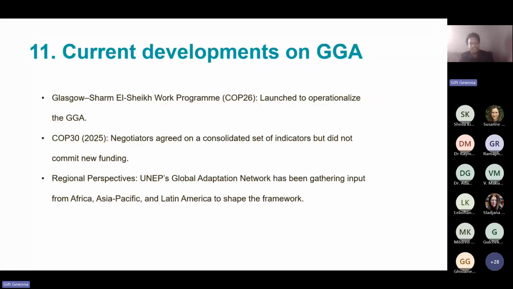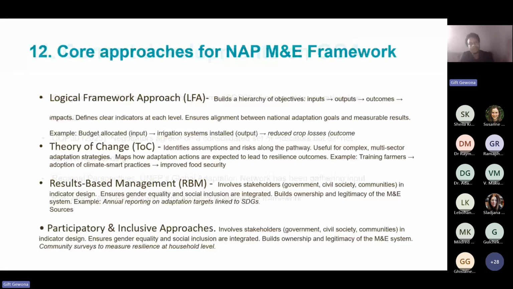I know the next speaker will be speaking about approaches for the NAP monitoring and evaluation framework, so I wouldn't dwell much on this because I saw it in the agenda, but maybe I'll just build on it, because we are trying to help countries develop a robust monitoring and evaluation framework to track adaptation activities at the national level. I will speak only of 4, and then maybe my next speaker, if I'm not wrong, and if I'm wrong, you correct me, will be able to expound on the rest.